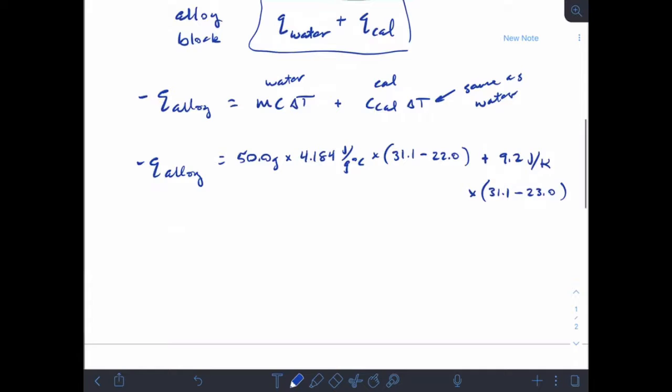All right, so when we do that calculation, we find out that negative Q of the alloy equals 1987.44. And through all of our sig figs machinations, we find out that the sig figs stop right there. And that will be joules. So simply, Q of the alloy is just negative of that.